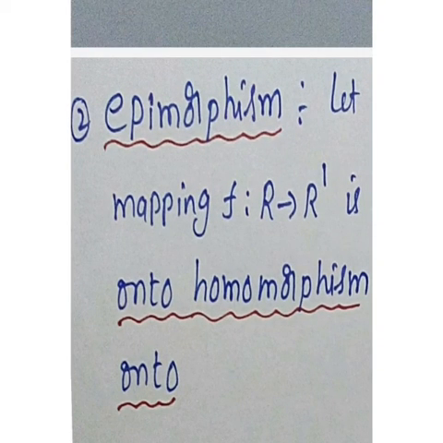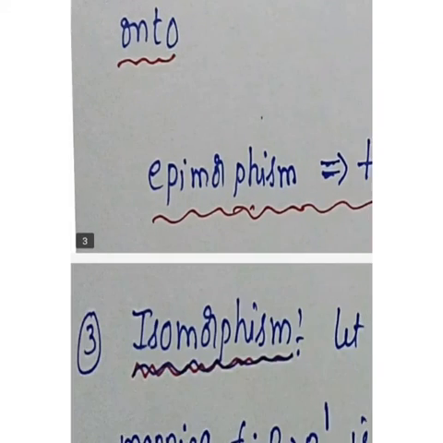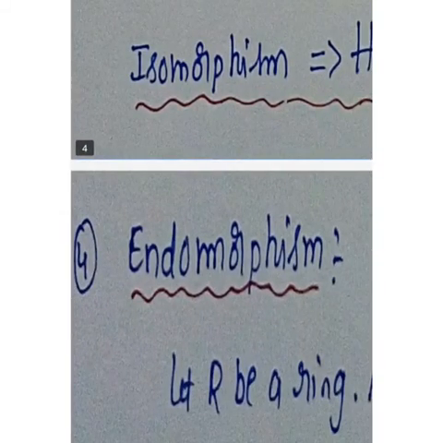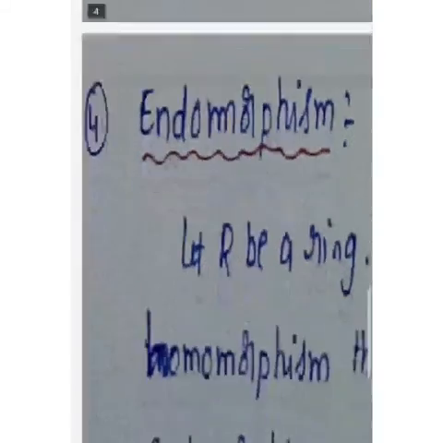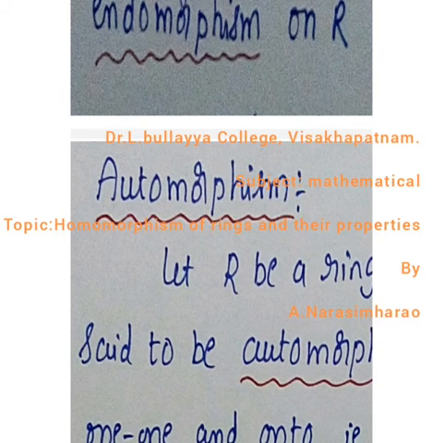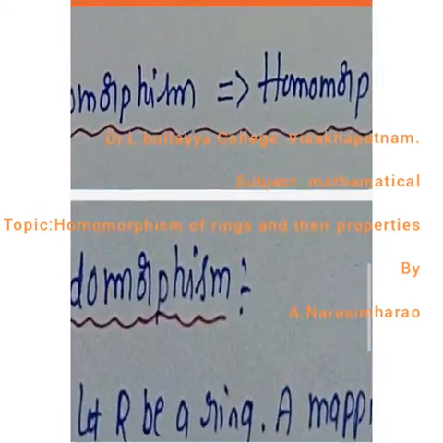Epimorphism is nothing but homomorphism plus onto. Isomorphism is nothing but homomorphism plus one-one and onto. Endomorphism means self homomorphism, and automorphism is nothing but self isomorphism. Okay, so today my topic is over.